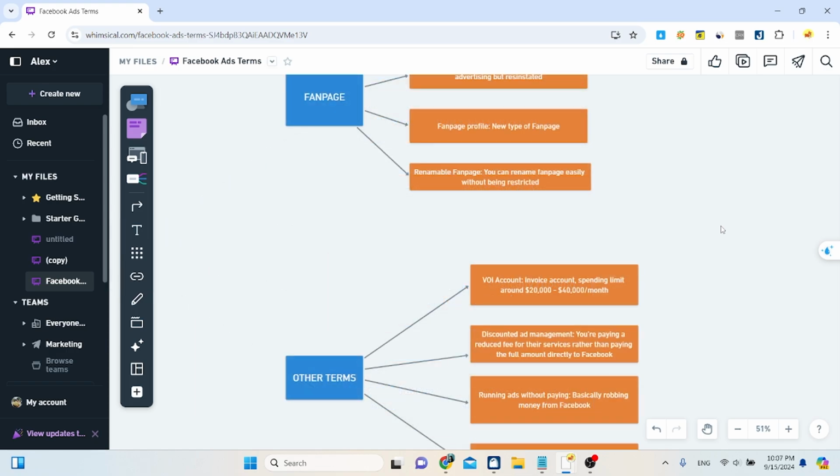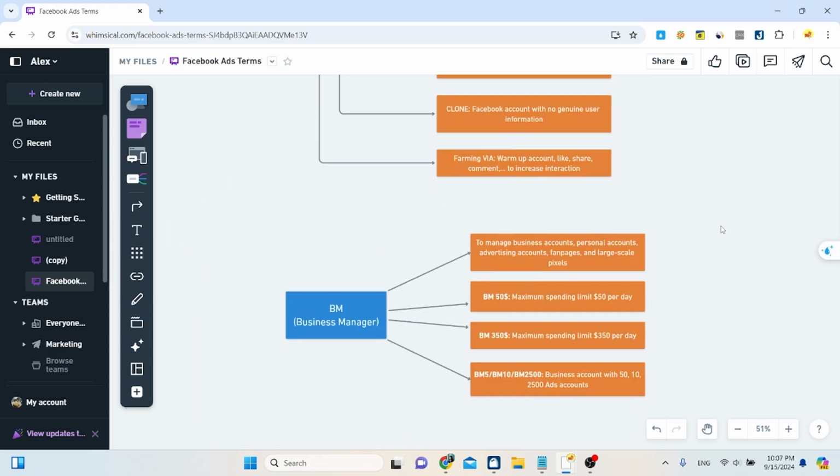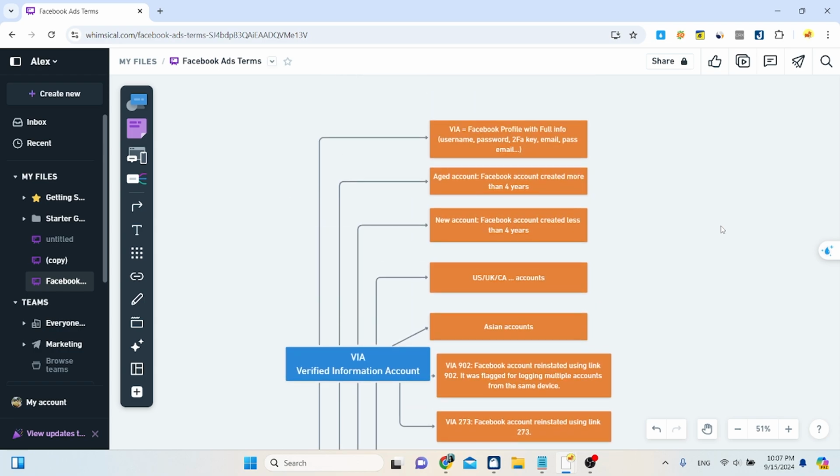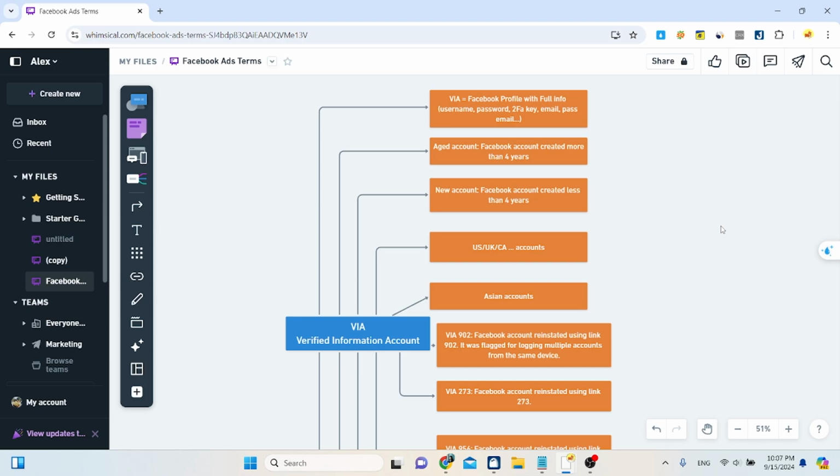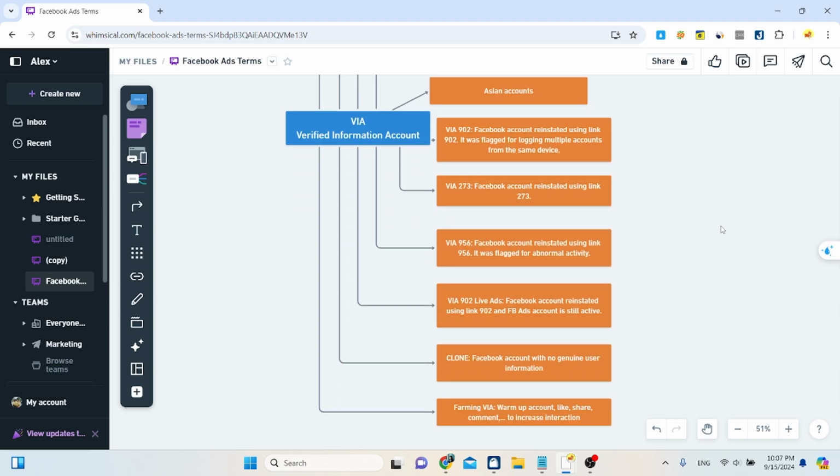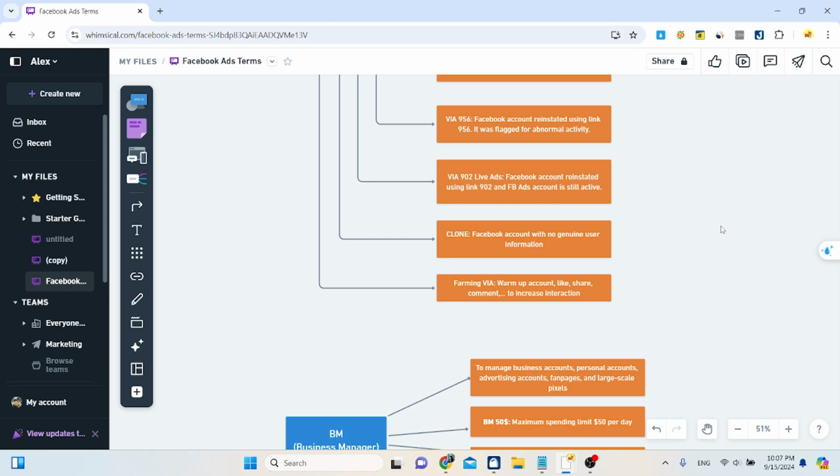Above, I have just summarized for you the most commonly used terms by ads runners. Mainly these terms are related to how to call via, BM, Fanpage. Newbies often have difficulty understanding these terms. Hopefully my video has helped you summarize common terms when running Facebook ads.